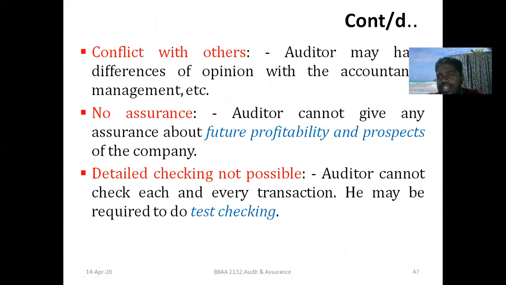As users, we think that the auditor gives 100% assurance. It means the auditor gives a guarantee about the future profitability or prospects of the particular firm or business organization. Never does the auditor give that kind of guarantee. The auditor just checks the financial statements and then gives the opinion that the financial statements comply with generally accepted accounting principles. That's all. So we discussed these things.